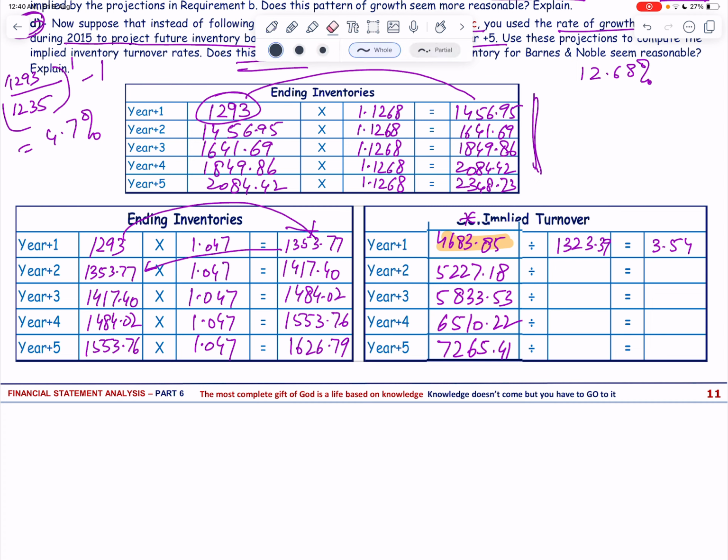For year 2, again 1353.77 plus 1417.40, average, divided by 2. This will give us 1385.58, and this will be equal to 3.77. Then 5833 once again divided by the average inventory, beginning plus ending divided by 2, that is equal to 1450.71, that is 4.02. Then 6510 divided by 1518.89, that is 4.29. And finally 1590.28, and that is 4.57.